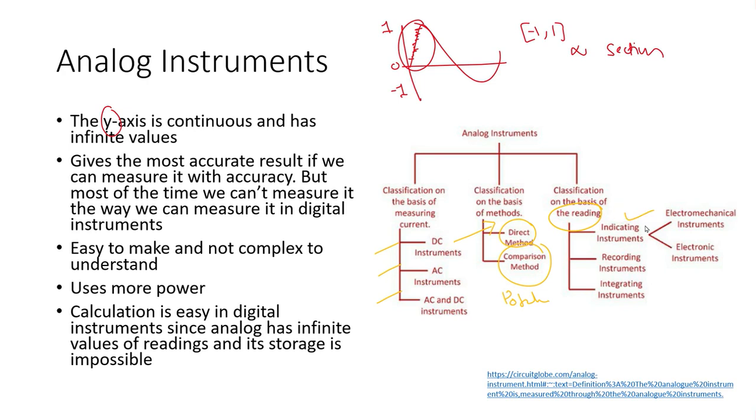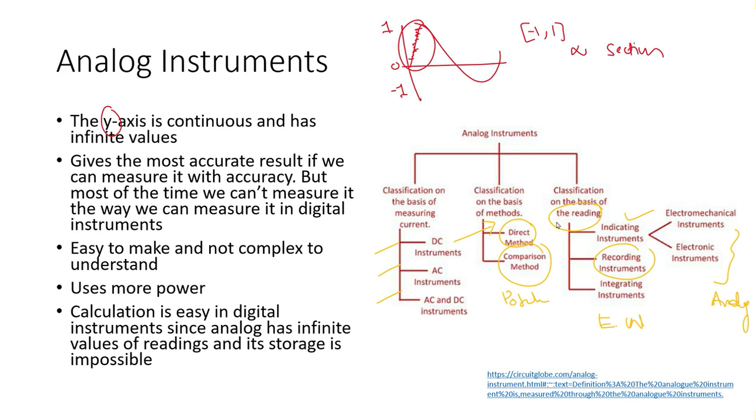Classification based on the reading: we have indicating instruments, in which the current, present, instantaneous reading is shown; recording instruments, in which the data is recorded on some page or paper, just like the ECG, electrocardiograph, or MRI; and integrating instruments, which may include the energy meter and wattmeter, etc. The indicating instruments can be electromechanical or electronic instruments, but both would be analog instruments.